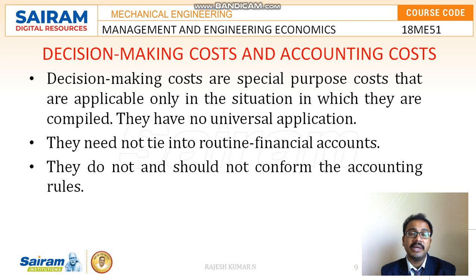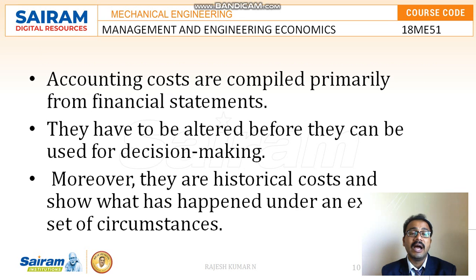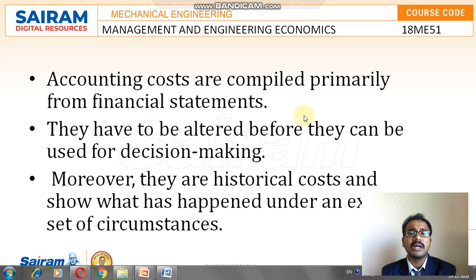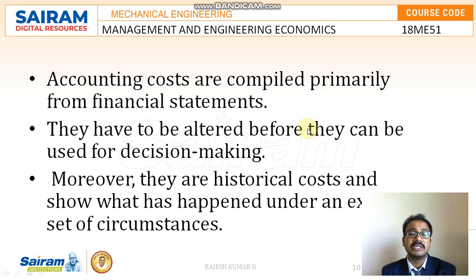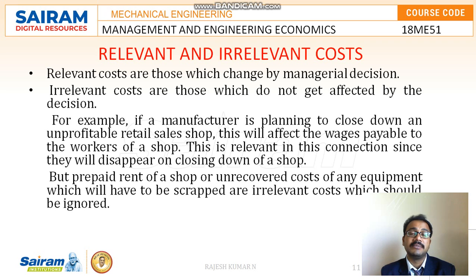Next is decision making cost and accounting costs. Decision making costs are special purpose costs that are applicable only in the situation in which they are compiled, and they have no universal applications, and they need not tie into routine financial accounts. They do not and should not conform to the accounting rules. And accounting costs are compiled primarily from the financial statements. They have to be altered before they can be used for decision making. Moreover, they are historical costs and show what has happened under an existing set of circumstances.